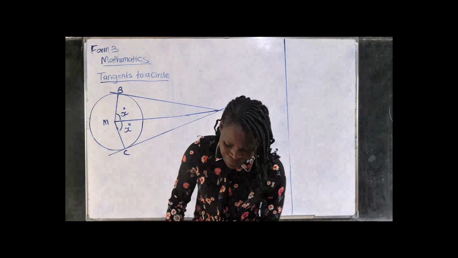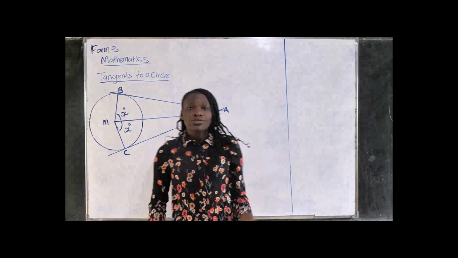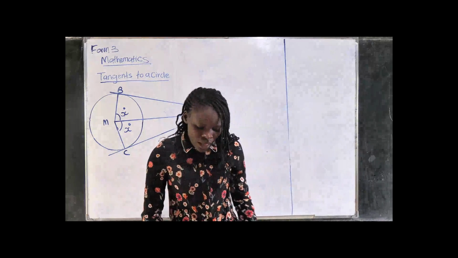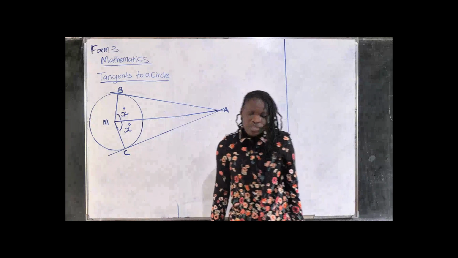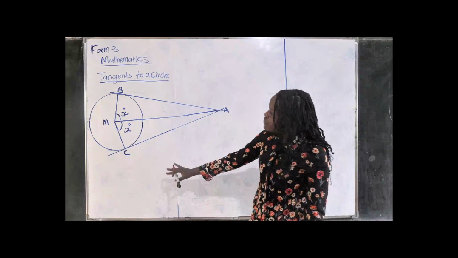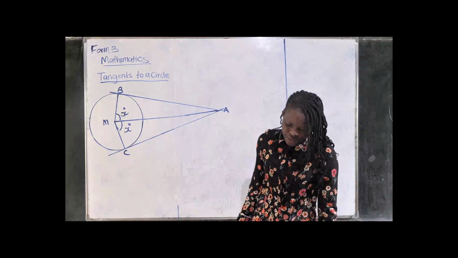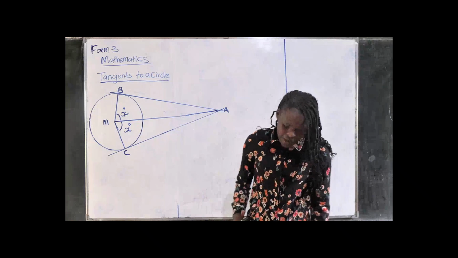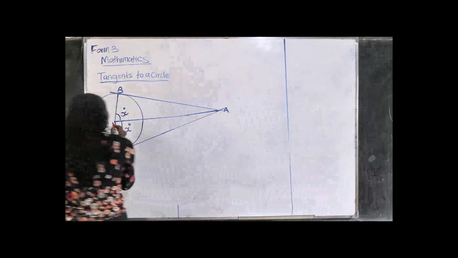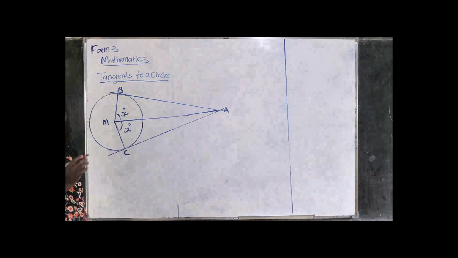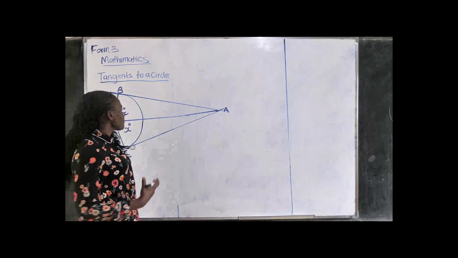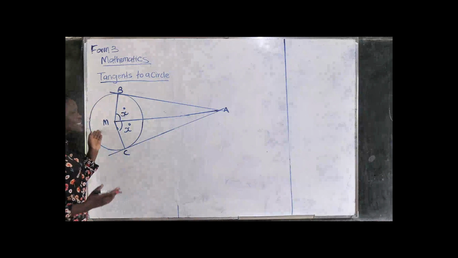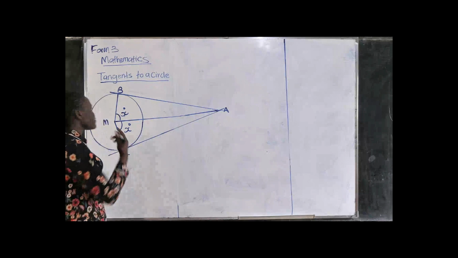Let's do an example. In the examples that we are going to do, we are going to use this diagram. For example, we have this diagram and we have been told this circle has a radius of 5 centimeters. Because we know from the center to any point of the circle is the radius. So let's say in this diagram we have been told that the radius is 5 centimeters.